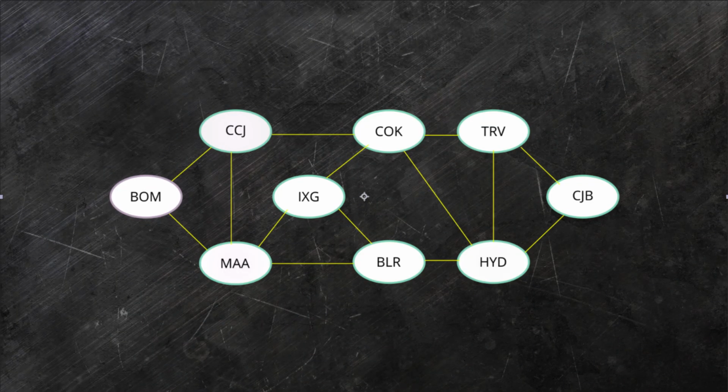Now this graph, if you observe, is an undirected graph. That means you will have flow from BOM to CCJ as well as CCJ to BOM. But let's see how we use Dijkstra algorithm for a directed arc. Let's see a small example. How do we solve that for directed arc using Dijkstra algorithm?